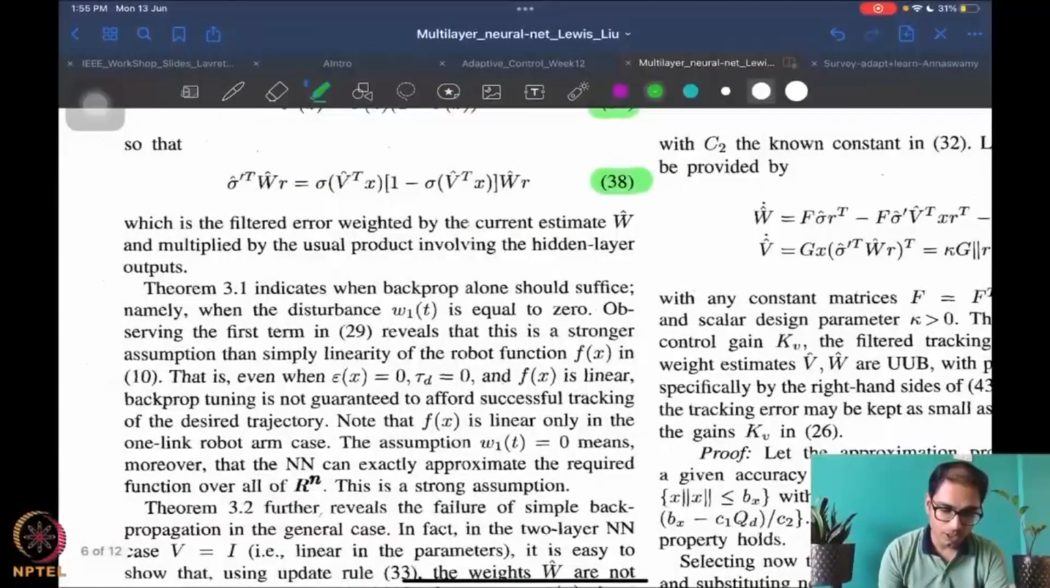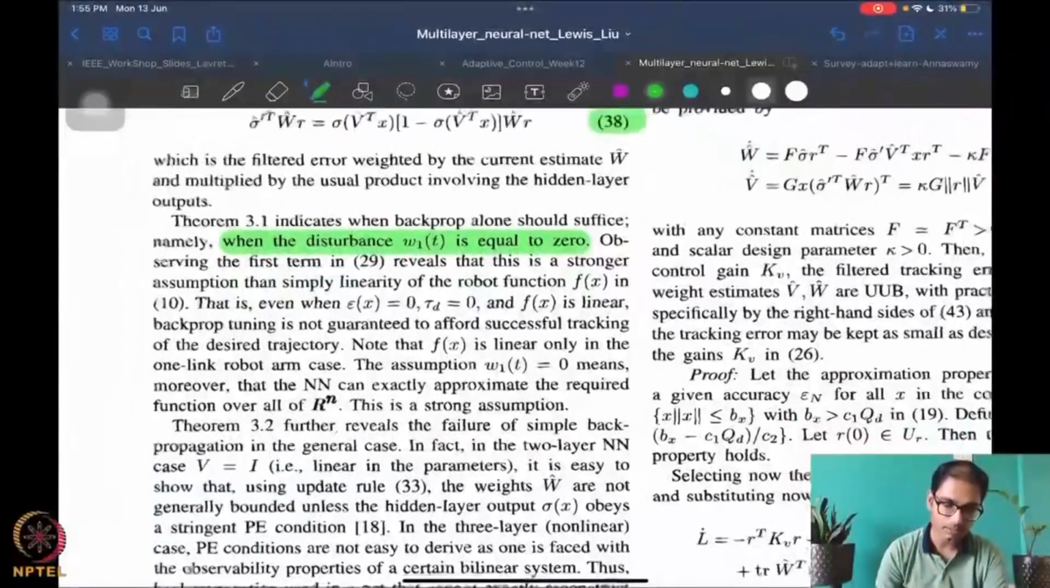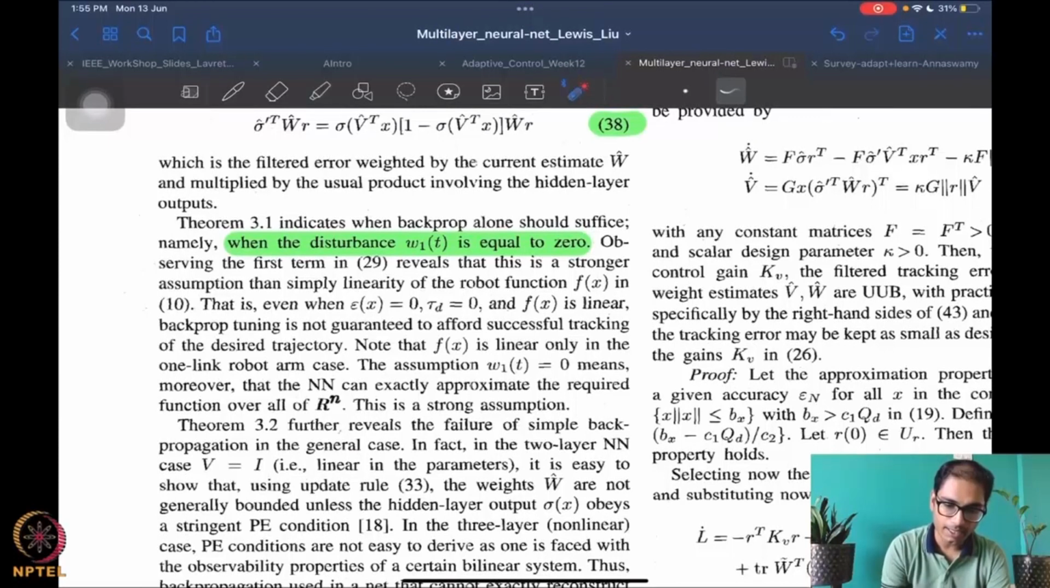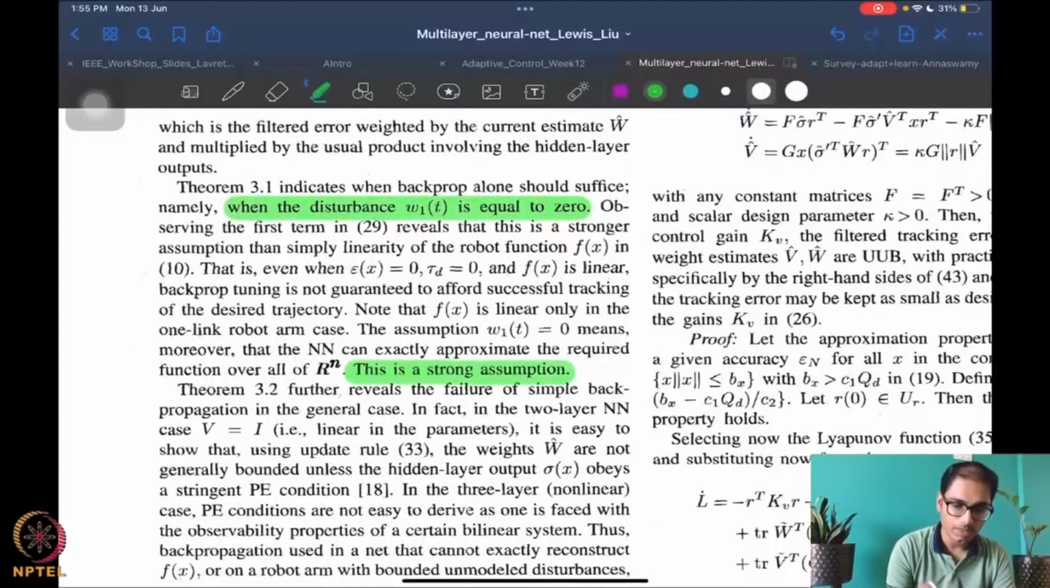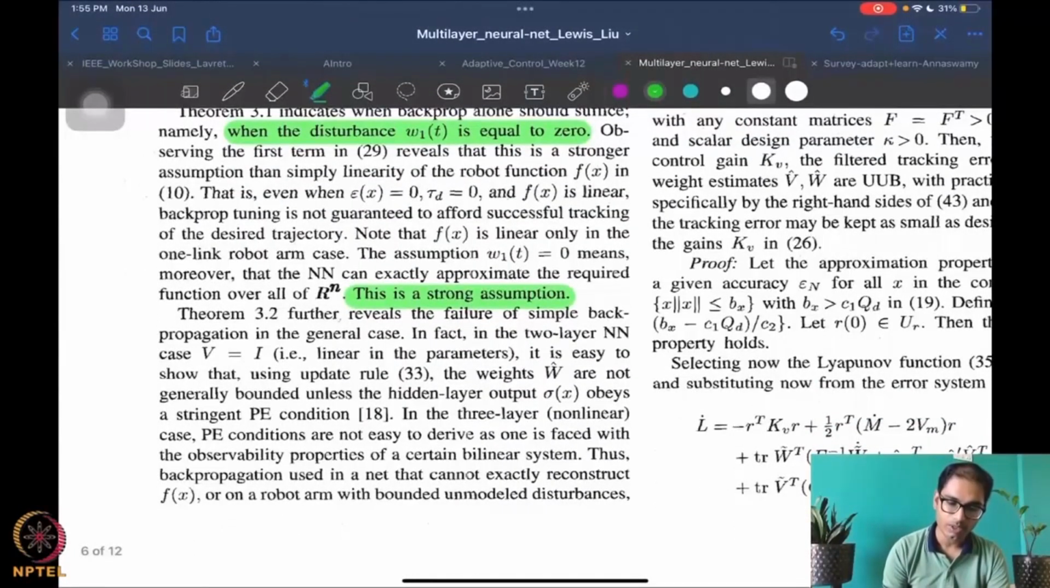So the theorem reveals that only this back propagation alone will suffice when this term is exactly equal to zero. And this is what I was saying, that this first term in 29 reveals that it's a rather strong assumption than just linearity of fx, right? So even if epsilon is 0, tau d is 0, f is linear, this is not guaranteed. Yeah. And of course fx is only linear in the one link arm case. So there's a lot of assumptions, right? A lot of assumptions. So w1 being equal to 0 is a very strong assumption, right?